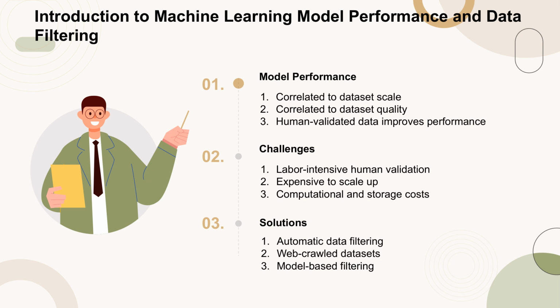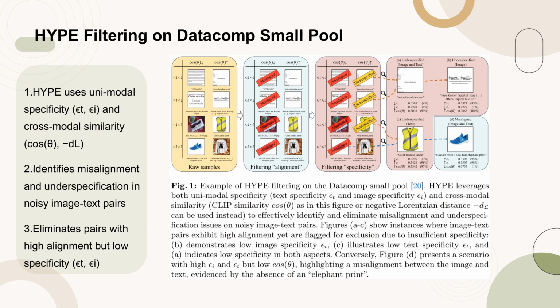To address these issues, researchers are developing inexpensive automatic data filtering methods for large-scale noisy datasets. These datasets, often sourced from web-crawled documents, use various heuristics to reduce size, such as model-based filtering techniques like those using the pre-trained CLIP model to verify semantic alignment between images and texts. Figure 1 illustrates the application of HYPE filtering on the DataComp small pool.